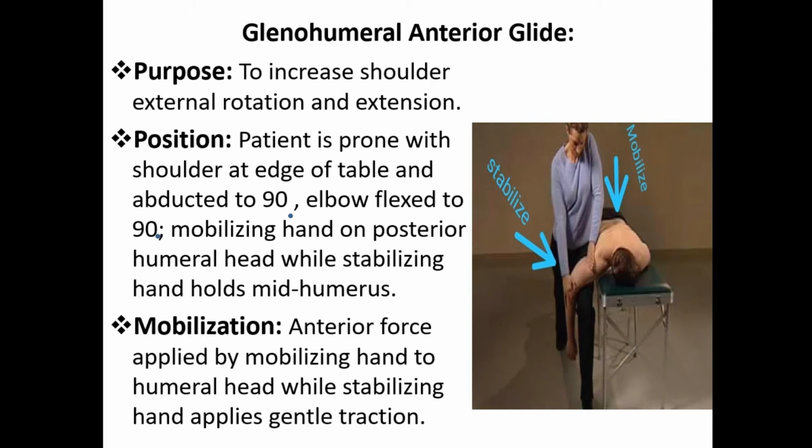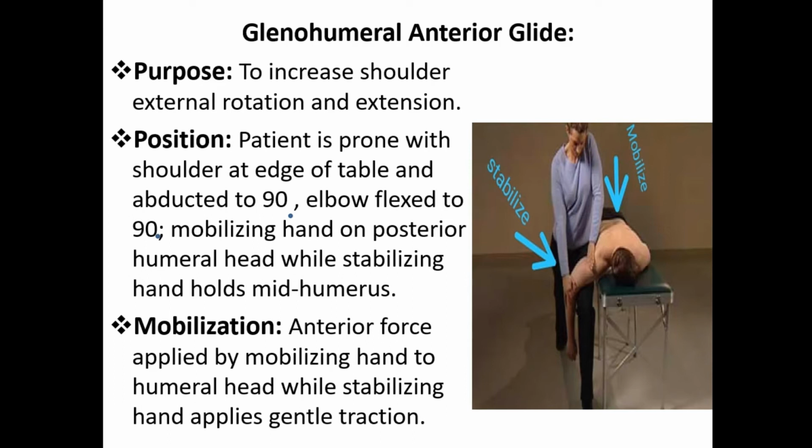First of all, glenohumeral anterior glide. In glenohumeral anterior glide, the purpose is to increase shoulder external rotation and extension. The position of patient: the patient is in prone with shoulder at edge of table and abducted to 90 degree, elbow flexed to 90 degree, mobilizing hand on posterior humeral head while stabilizing hand holds mid humerus.